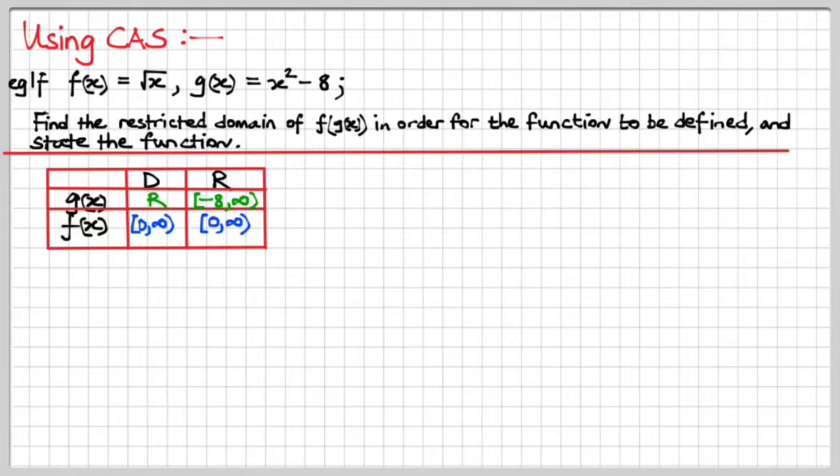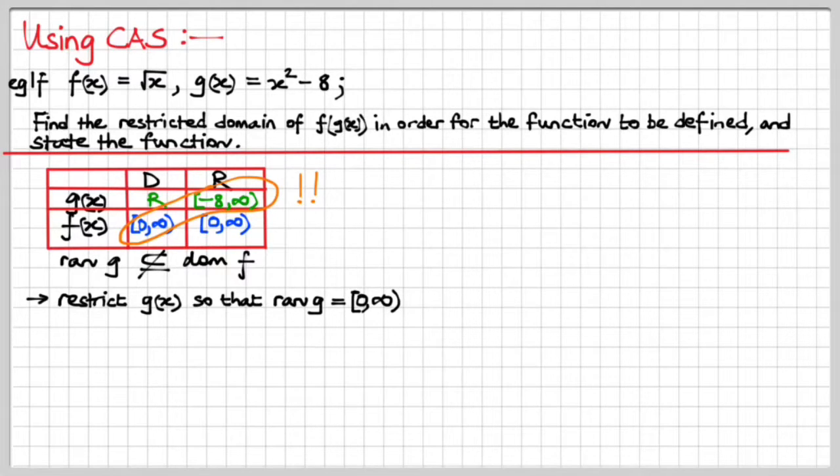Now you can see, sticking out a mile, that there's going to be a problem here. There's going to be a problem because this range does not fit inside this domain. It certainly doesn't, okay? That's right. So the range of g is not wholly contained within the domain of f. We have to restrict the domain of the stage 1 function g of x so that the range of g is going to be from 0 to infinity inclusive, yeah?